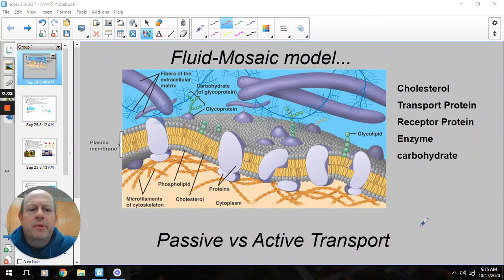Today we're going to talk a little bit about the cell membrane and how we get things across the cell membrane, in and out of the cell. So we'll start with what the cell membrane is made up of.